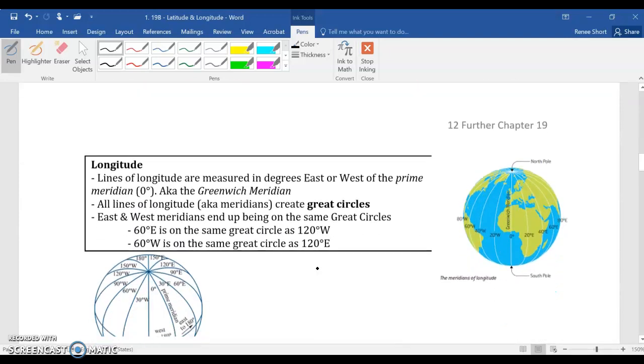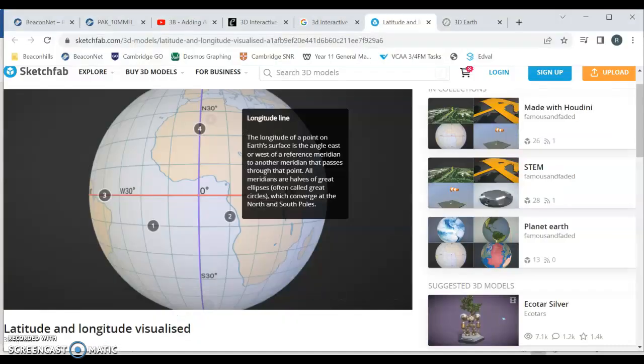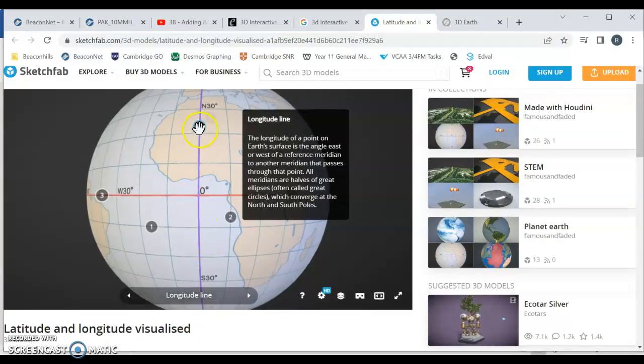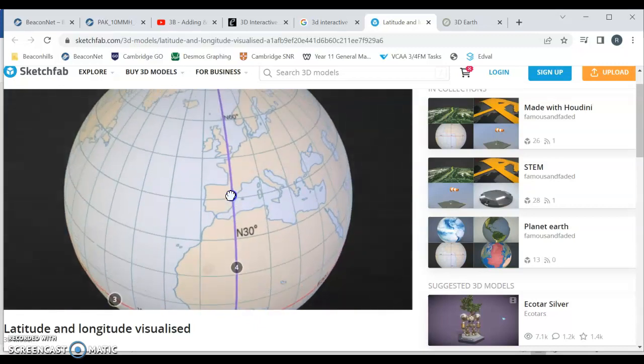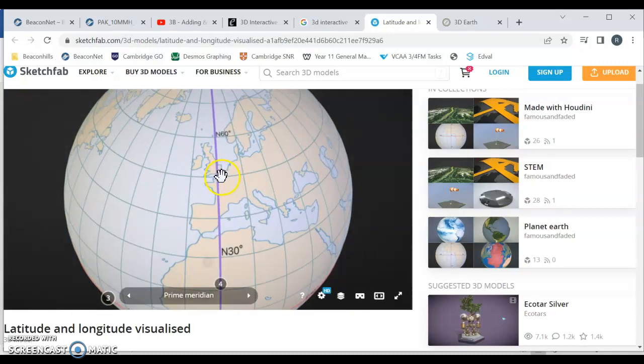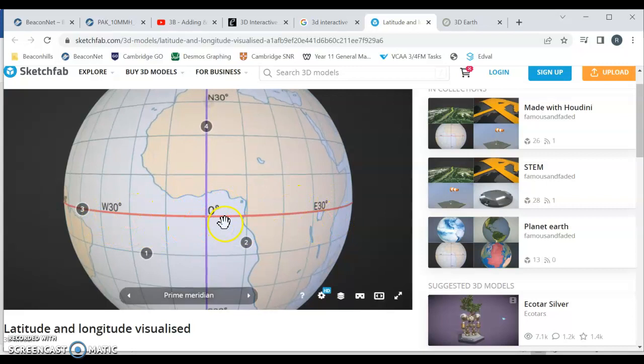The final thing then with longitude is that lines of longitude are measured in degrees east or west of the prime meridian, which is also called the Greenwich meridian. This gets measured as our 0-degree line of longitude, and our Greenwich meridian, or prime meridian, is this line here. It's called that because it gets measured from Greenwich, which is effectively in London. Now, if we look along this red line, you can see over here it's got east 30 degrees labelled and west 30 degrees labelled.